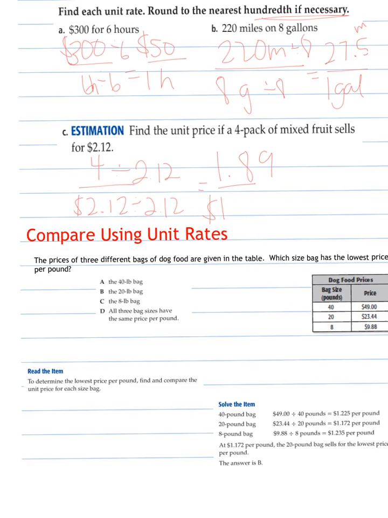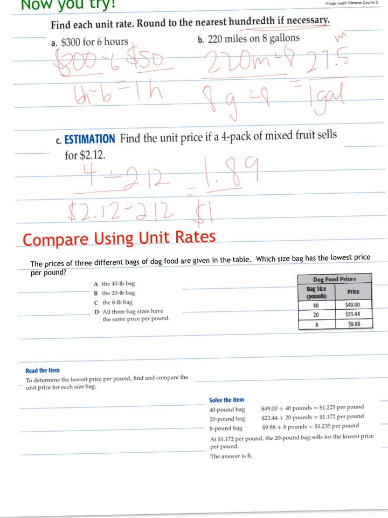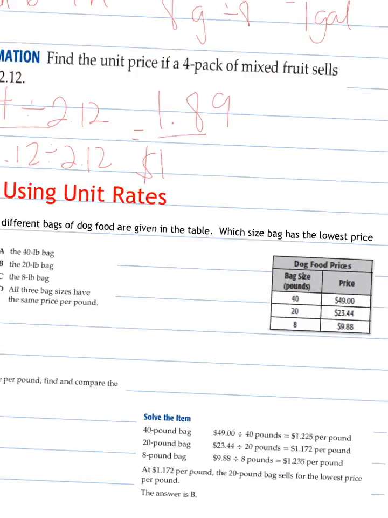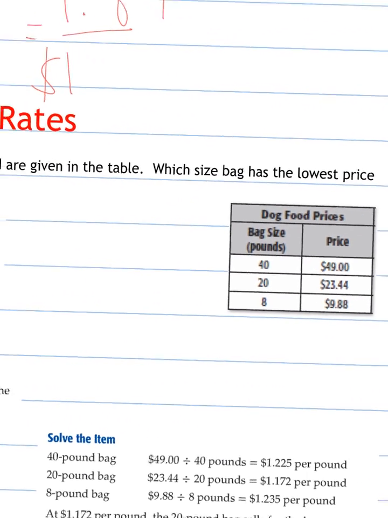Now, the next thing is compare using unit rates. The prices of 3 different bags of dog food are given in the table. Which size has the lowest price? So we need to find the unit rate for each of these and then determine which one is the better buy. So here are our different sizes.